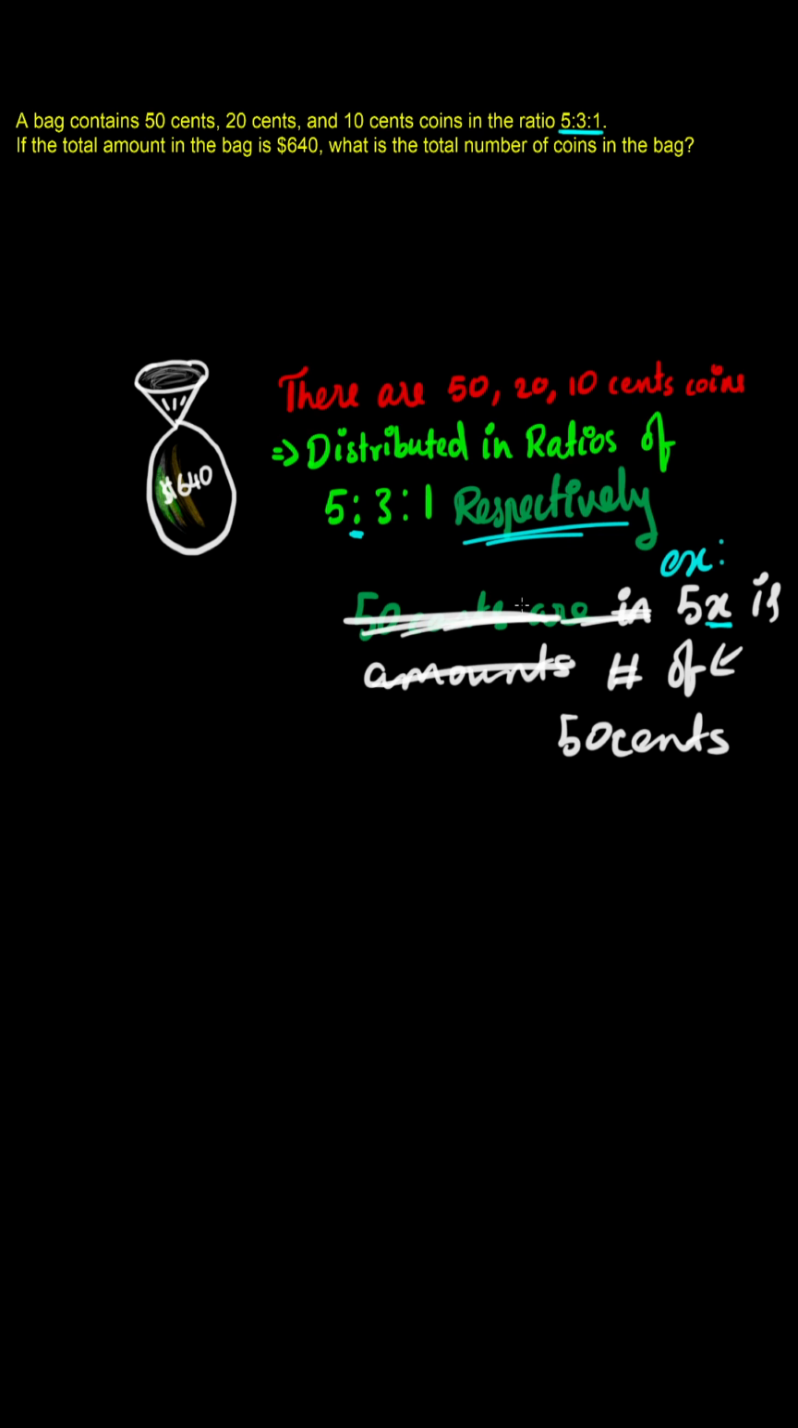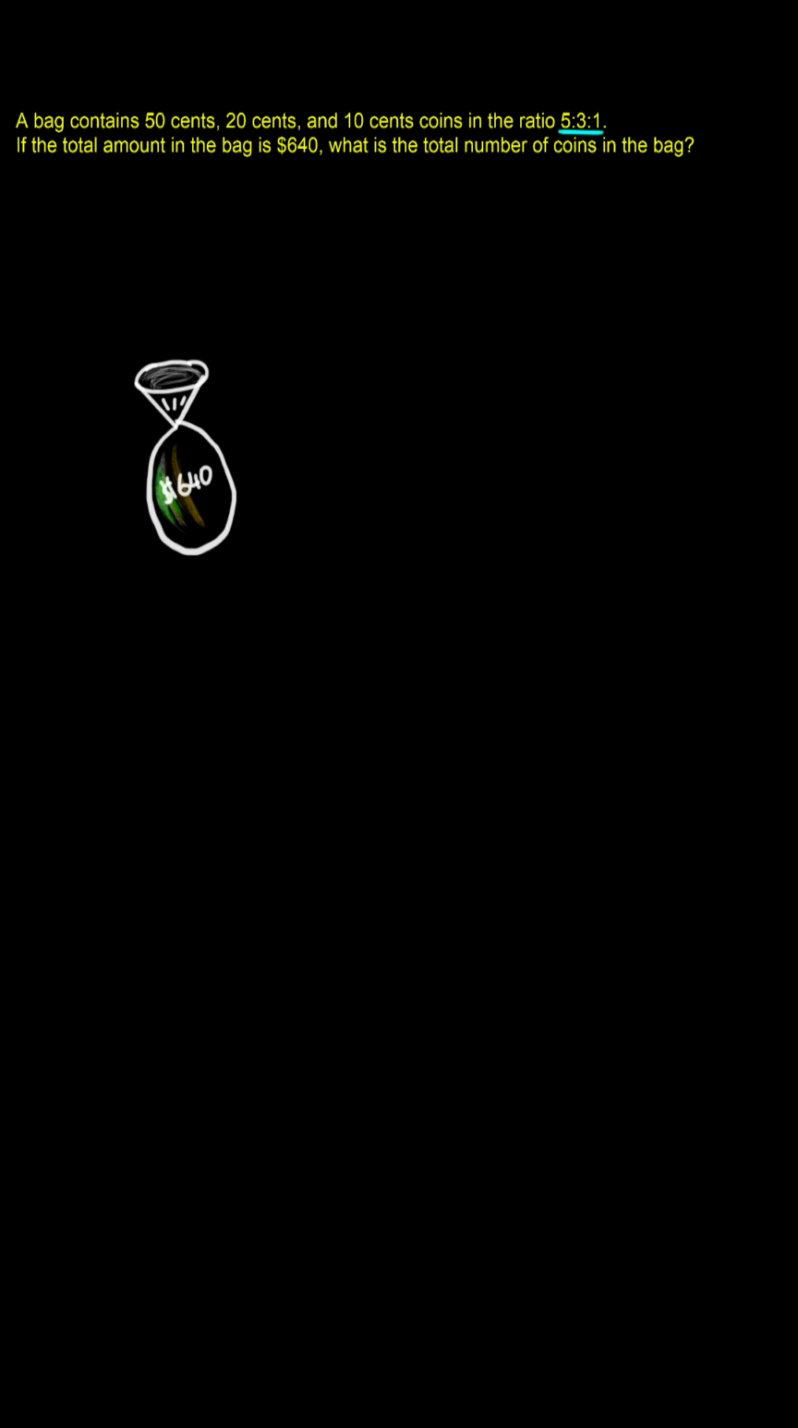If you check, 5, 3, and 1 are coprime, which means there are no common factors between them, so we can't cut them. But there was a common factor x which had been cut to get 5, 3, 1. That's the ratio, so we put x. x could be 1, 100, a million, a billion, a trillion, and so on. So we have to find x. Why are we going to find x? Let's find that out.